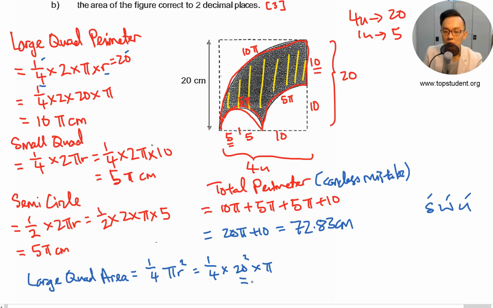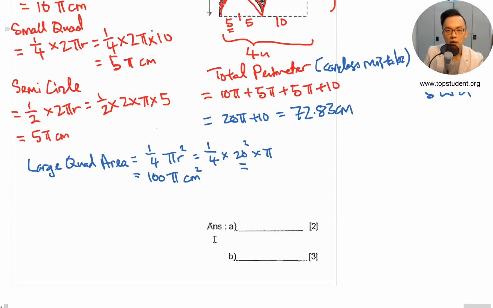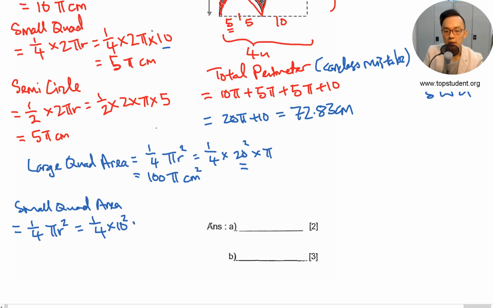Be very careful of your squares, alright? Just make sure you don't have any careless mistake here. So it's 100 pi squared centimeters. Now you need to find the small quadrant area, which is equal to 1/4 pi r squared as usual. So your r is 10, 1/4 times 10 squared times pi equals 25 pi squared centimeters.